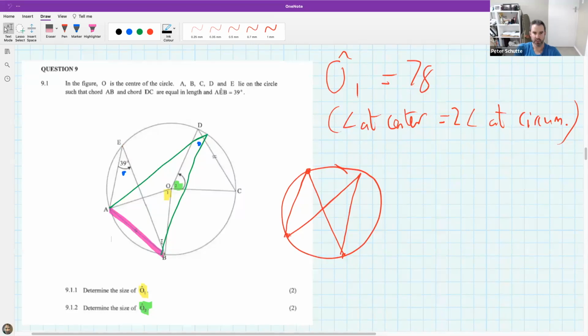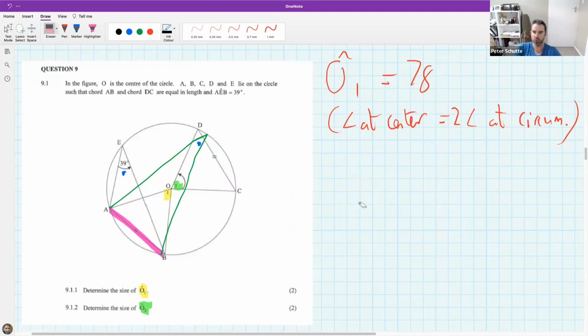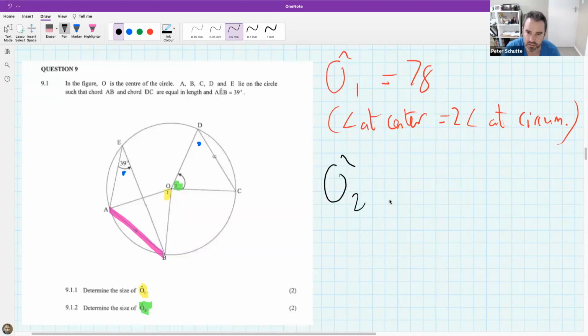Okay, so what do we think O1 is? O1 is 78. What is O2 going to be? What is O2 going to be? Let me get rid of some of this. Okay, you guys have got this. I'm glad. Okay, so O2 is going to be equal to 78.